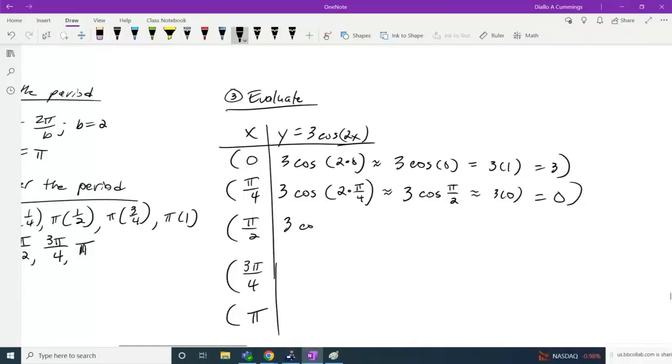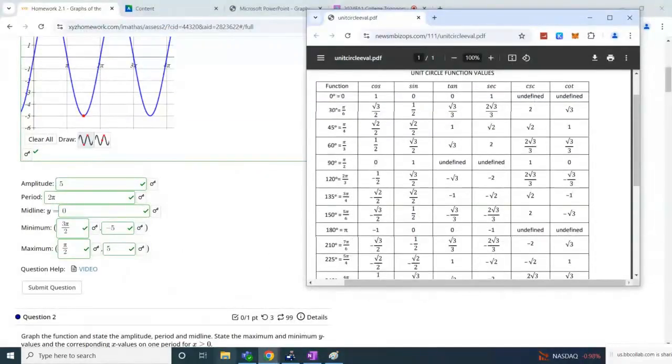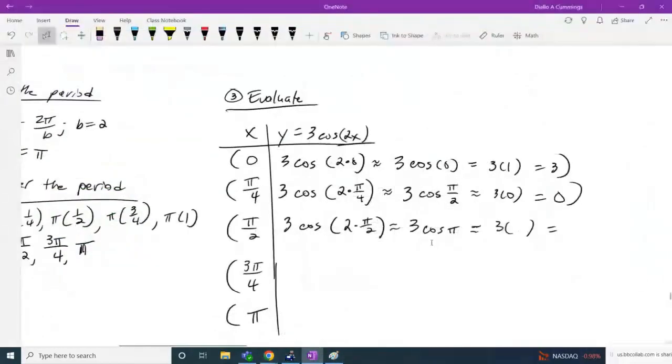For the next ordered pair point, that's 3 times the cosine of 2 times pi over 2. If we simplify 2 times pi over 2, the 2's cancel, and that's 3 times the cosine of pi. And the cosine of pi should be -1. All right, so pi, the cosine is -1. And -1 times 3 is -3.